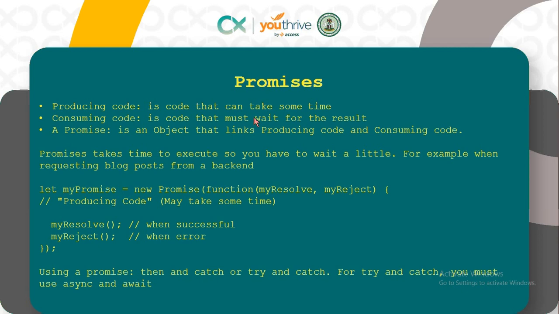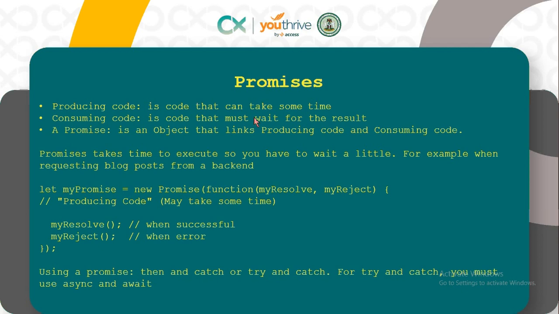But if you want JavaScript to wait for a code to run, so it must wait first until this promise is fulfilled before it will do other things, then you have to use the promise class. The promise takes time to execute, so you have to wait a little. For example, when requesting blog posts from a backend, that is a nice example.